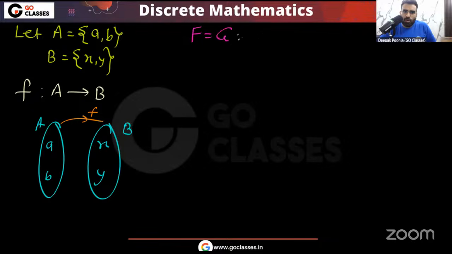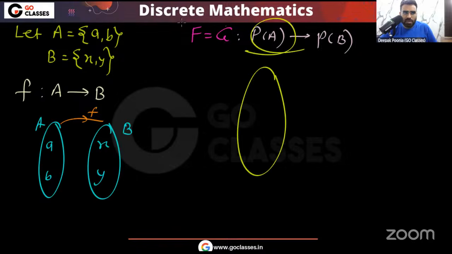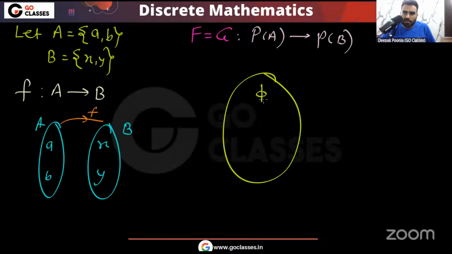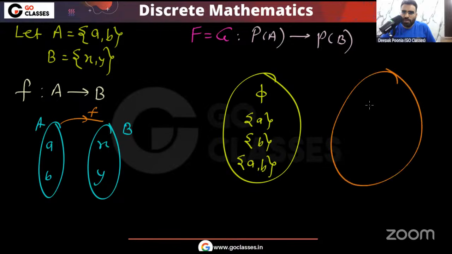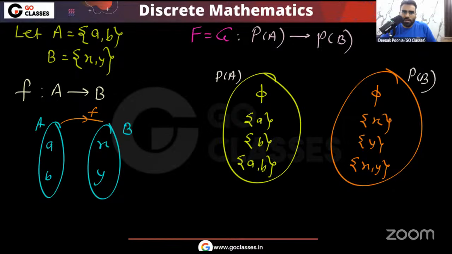This function we define from the power set of A to the power set of B. Now what is the power set of A? You already know the power set of A means the set of all the subsets of A, the collection of all the subsets of A. So phi will be there, the set containing a, the set containing b, and the set containing a, b will be there. So this is the power set of A. Now what is the power set of B? Phi will be there, the set containing x, the set containing y, and the set containing x, y.